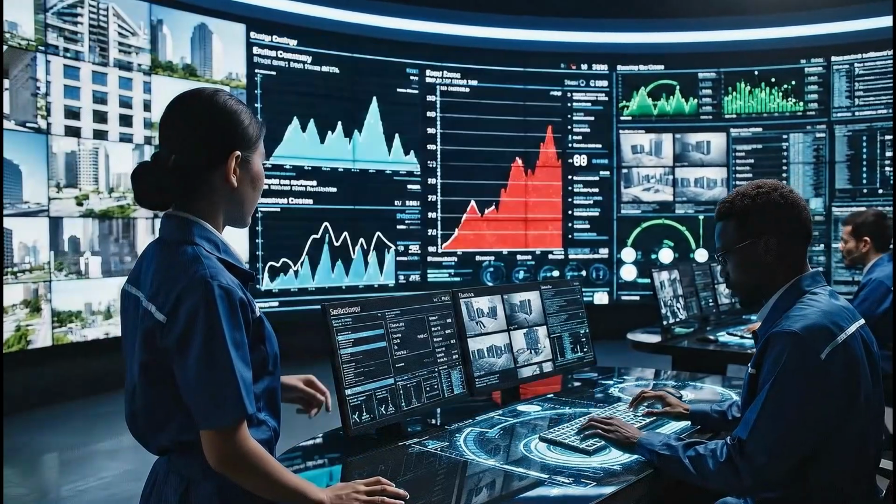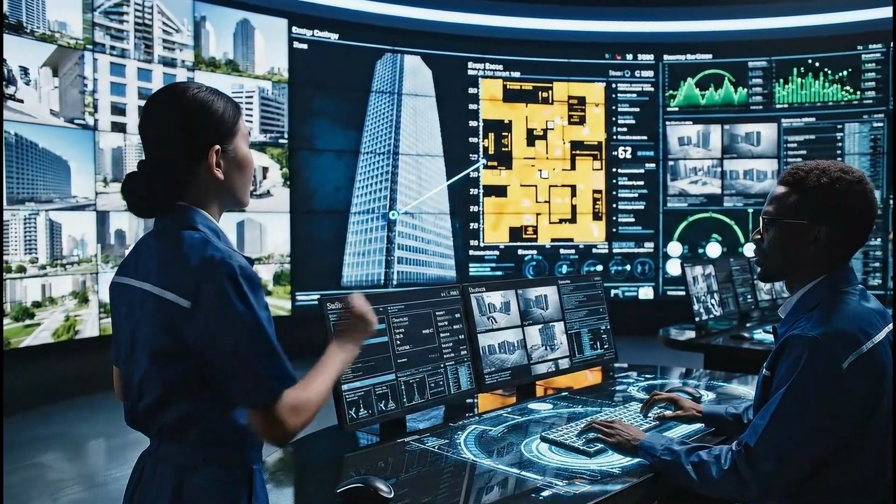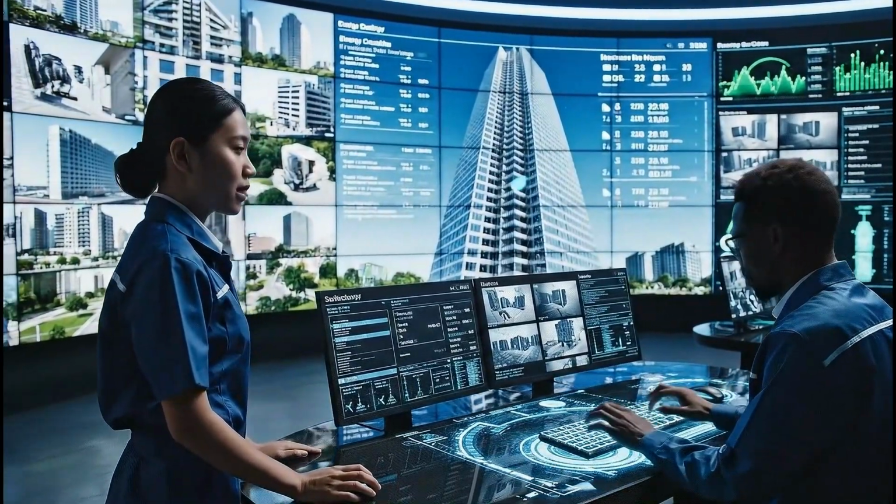Energy consumption peaked at 0400. We need to adjust the climate matrix for the residential levels. Adjusting now. All safety parameters remain green.